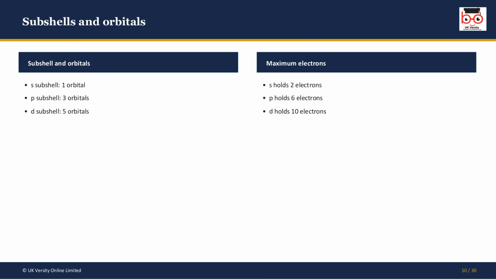Let's put some numbers on the subshells. The s subshell contains a single orbital, the p subshell has 3, and the d subshell has 5. Since every orbital holds 2 electrons, that means s holds 2 electrons in total, p holds 6, and d holds 10. Those figures, 2, 6, and 10, are worth committing to memory, because they underpin everything about how electrons fill up.